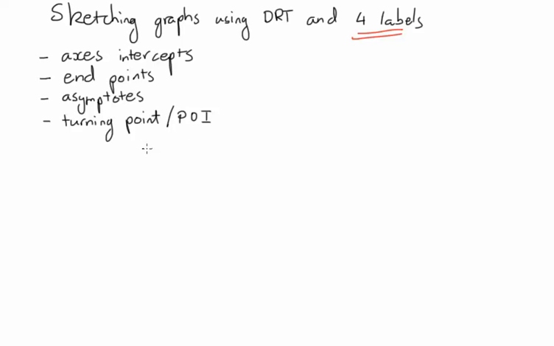Okay, so we know what our 4 labels are. We know what DRT is. Let's use this to sketch some graphs. I'm going to look at an example of a square root graph. And we're going to see how we can use DRT to sketch this graph to help us. And we're also going to look at the 4 labels. Here we have y equals the square root of negative 4x plus 2.